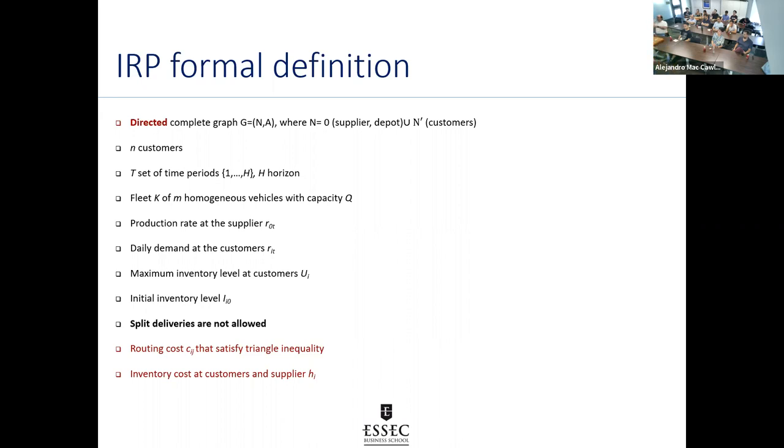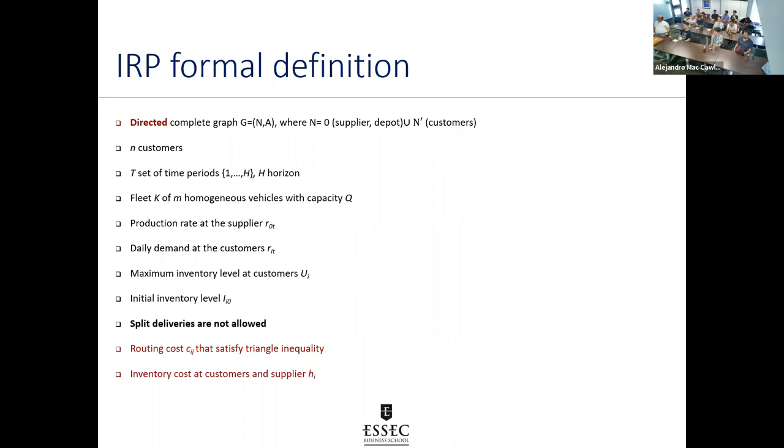Okay, so the problem, we consider a directed complete graph where the supplier, which is also the depot for the vehicles, is node zero. And in there is the number of customers, and capital H is the horizon, so the number of days that we consider, and we have a fleet of n homogeneous vehicles, all have the same capacity and all are associated with the same cost in terms of cost of traversing each arc of the graph.